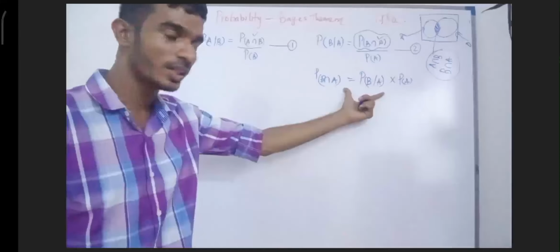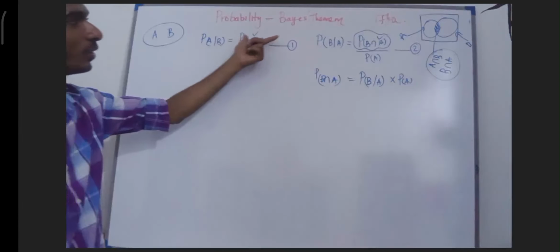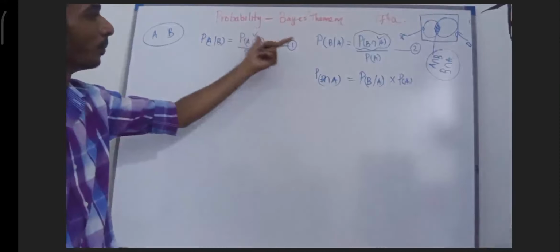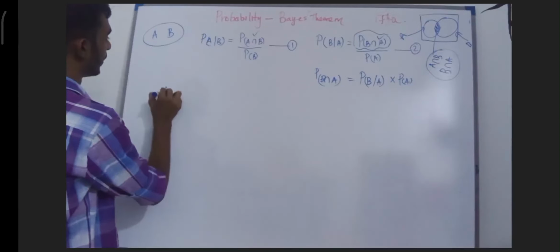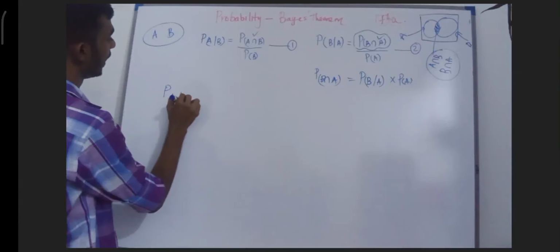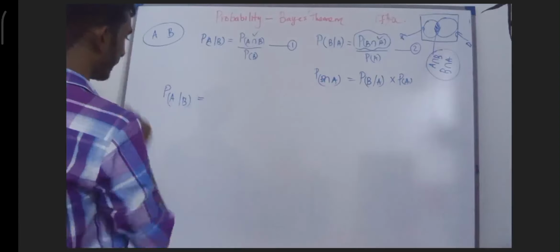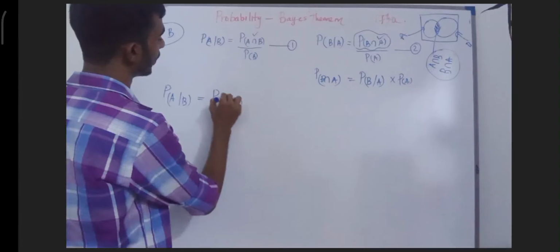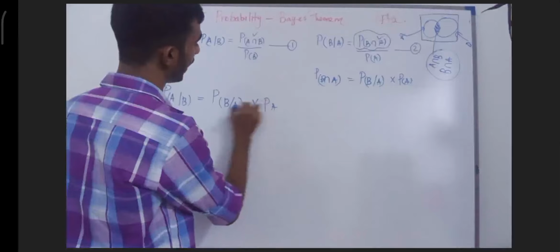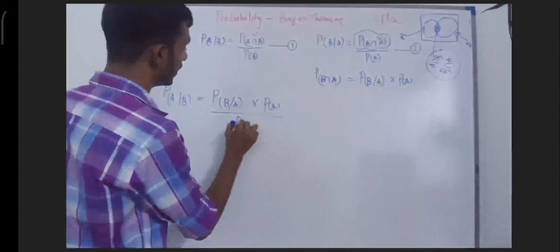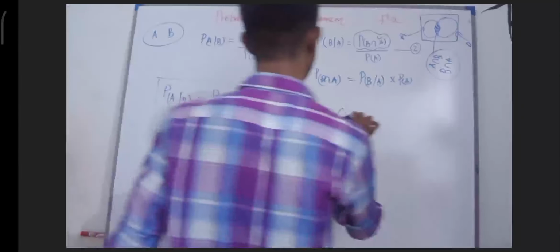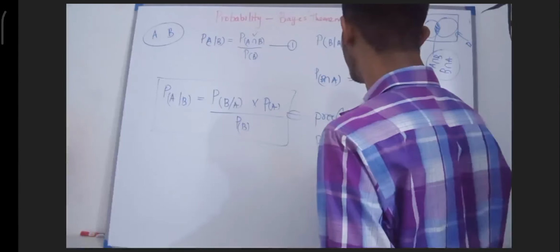Now this equation is going to be substituted in the other equation. As I told you, probability of B and A is definitely equal to probability of A and B. So I can directly substitute that. Probability of A occurring when B has already occurred is equal to probability of B occurring when A has already occurred times probability of A, divided by probability of B. Now this is actually Bayes theorem. This is the proof and this is Bayes theorem.